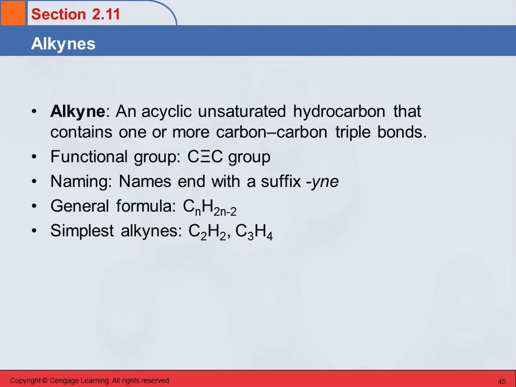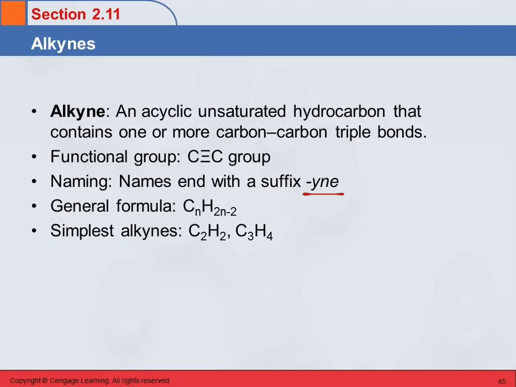Section 2.11, alkynes. We talked about alkenes. Alkenes are hydrocarbons with double bonds. Alkynes have triple bonds. So an alkyne is an acyclic, unsaturated hydrocarbon that has one or more carbon-carbon triple bonds. The functional group is that triple bond, and the naming of these is that we use the suffix -yne.